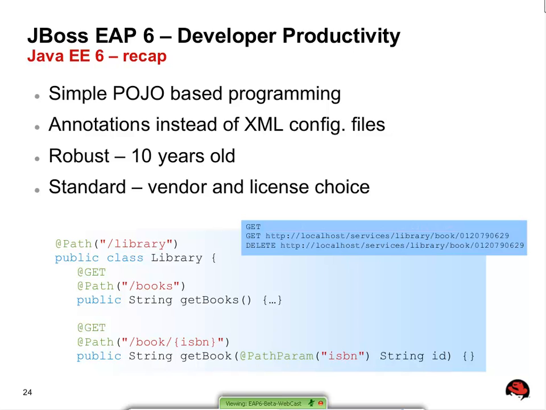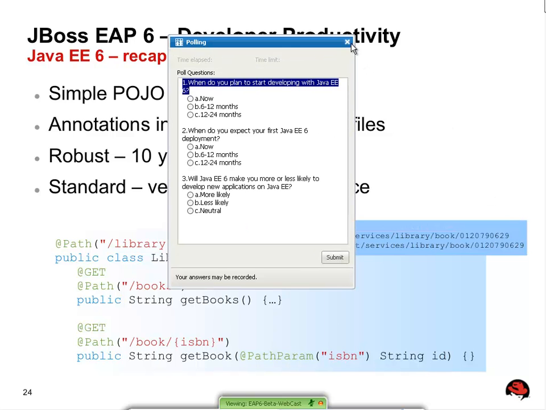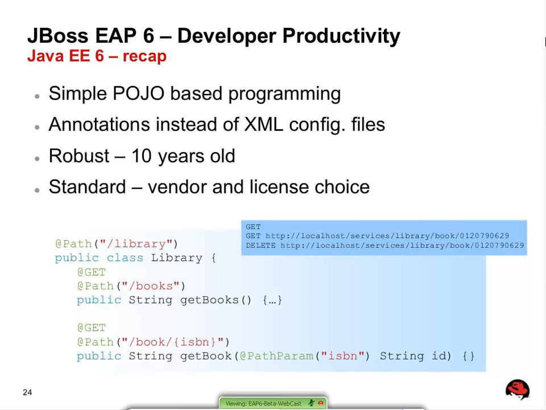It's a modern platform. It's extremely robust. It's 10 years old, 12 years old, has a huge following, a huge community, and it's a standard. You can rely on multiple vendors, multiple implementations, even different license choices. There are open source licenses and there are proprietary licenses. So you have a choice of who you want to work with. It's a big new release of Java EE, and my conversations with developers and customers so far have led me to believe that there's definitely renewed interest in EE 6.